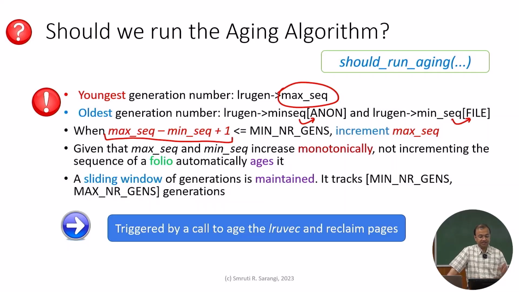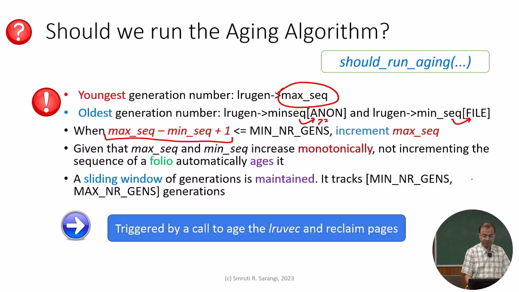So this is the number that we have. This we would like to be greater than or equal to min NR gens, the minimum number of generations. In fact, we would actually like it to be equal to the minimum number of generations, but we'll look at that later. So if there are too few generations, you will want to increment the maximum sequence.